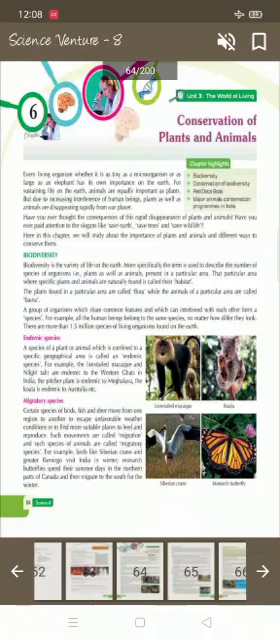Animals are very important in our life. Plants are also very important, but due to increasing interference of human beings, plants as well as animals are disappearing rapidly from our planet. Have you ever thought about the consequences of this rapid disappearance of plants and animals? Have you ever paid attention to slogans like Save Earth, Save Trees and Save Wildlife? In this chapter, we will study the importance of plants and animals and different ways to conserve them.